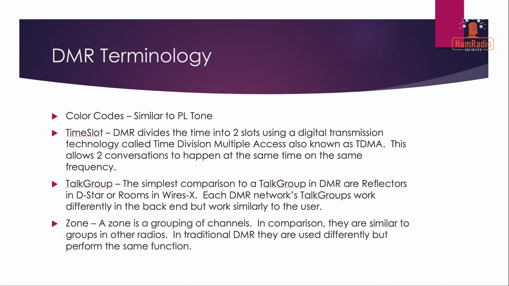The next one is a time slot. DMR divides the time for the transmission into two different slots of digital transmission. So in the same bandwidth where you can have one FM conversation, you can have two different conversations going on at the same time with a digital mode like DMR. It uses a technology called time division multiple access, also known as TDMA. This allows, like I said, two conversations to happen at the same time, and it could be both a transmit and a receive. So the repeater understands how to deal with that as far as when it's in transmission or receive mode. So it works very nicely.